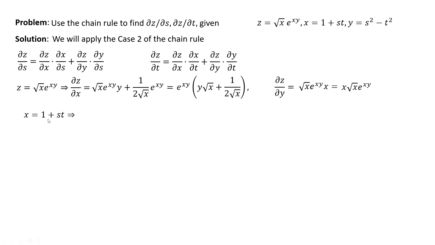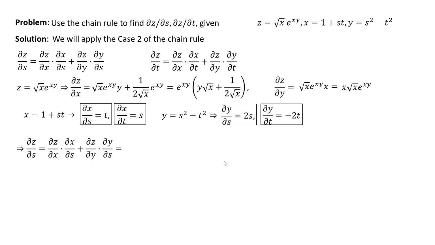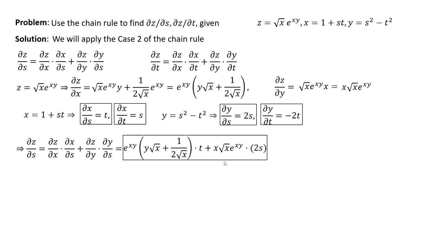Okay, simple ones. Partial x with respect to s is t. Partial x with respect to t is s, right? Similarly, y equals s squared minus t squared. Partial y with respect to s is 2s. Partial y with respect to t is negative 2t. Yep. Plug and chug. That's all there is to it. Cool.